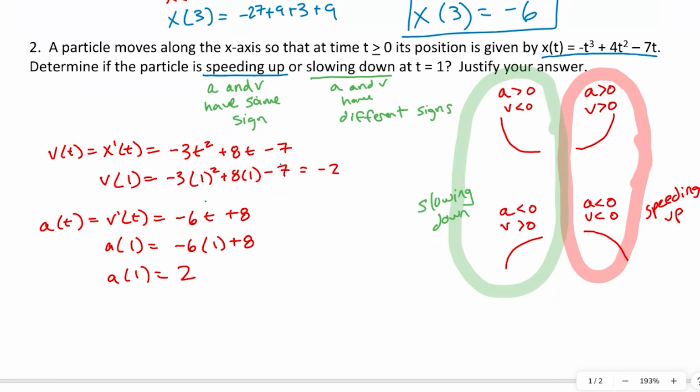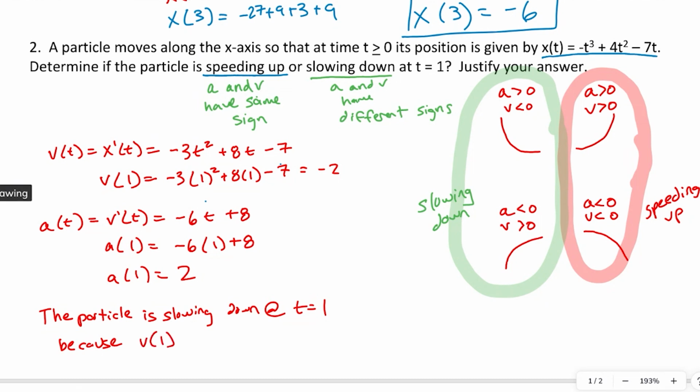Very good. So the particle is slowing down at time 1 because you can either say the acceleration and the velocity have different signs, or you can just say what their signs are, because the velocity at 1 is negative and the acceleration at 1 is positive.